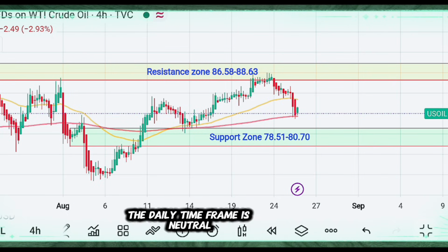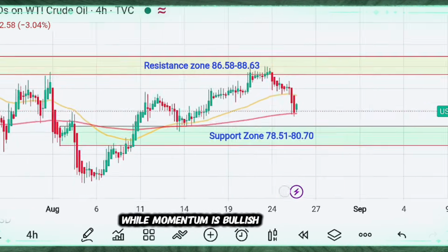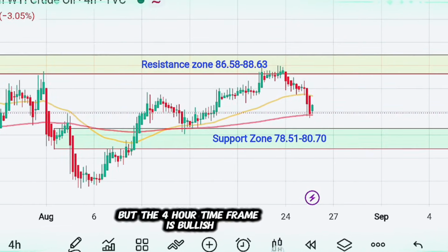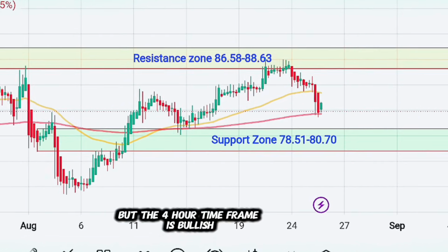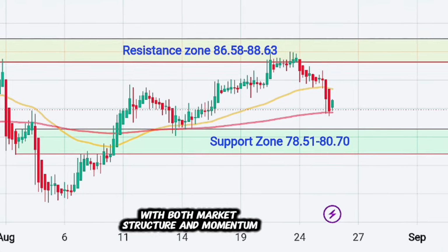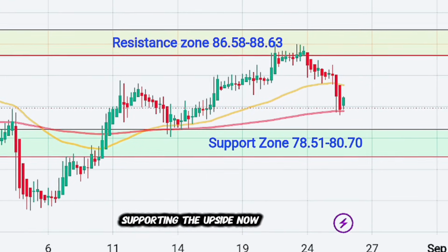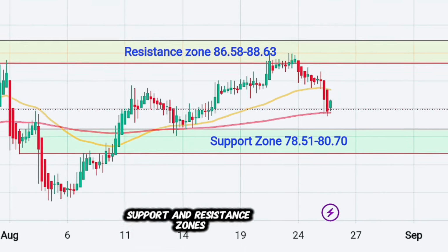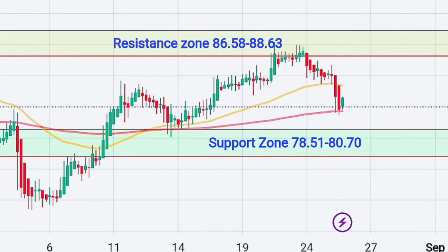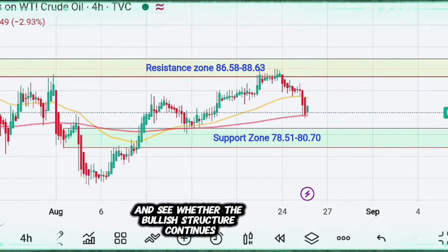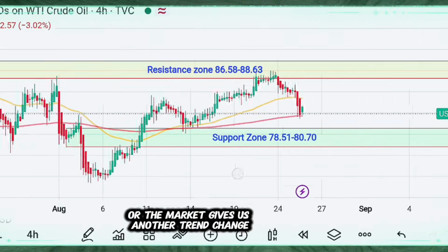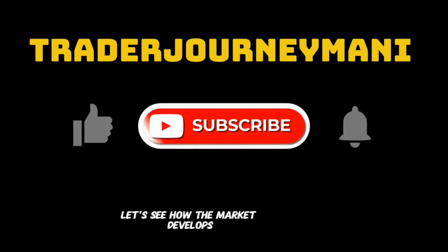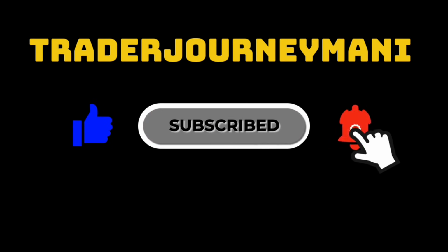So the current picture is quite interesting. The daily time frame is neutral because market structure is bearish while momentum is bullish, but the 4-hour time frame is bullish with both market structure and momentum supporting the upside. Now we will watch how price behaves around these key support and resistance zones and see whether the bullish structure continues or the market gives us another trend change. Let's see how the market develops.